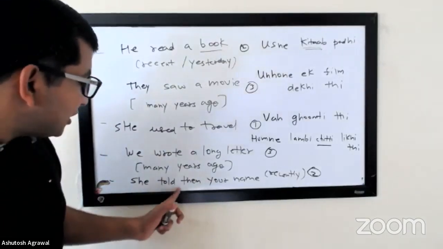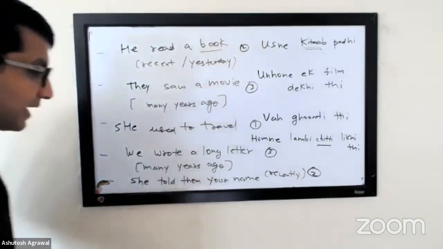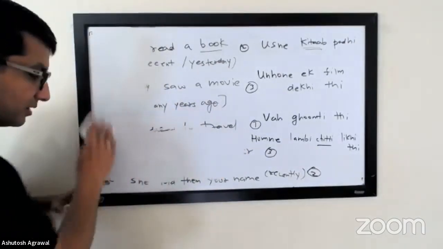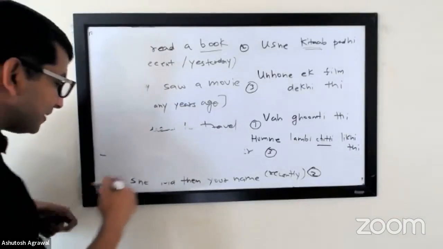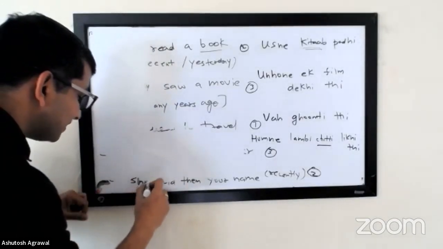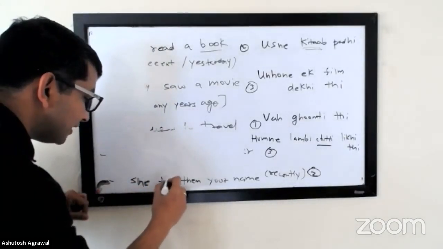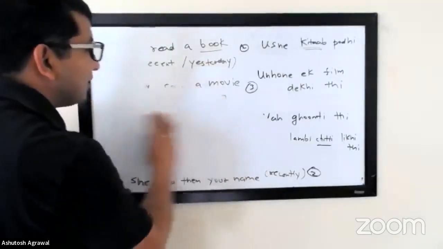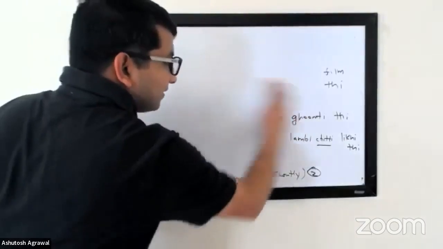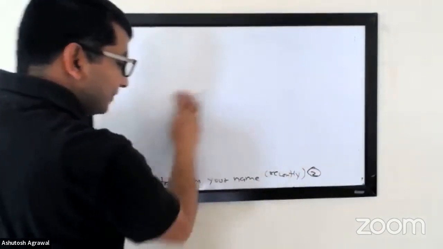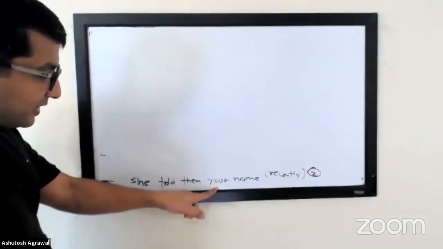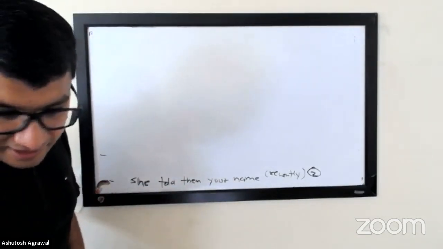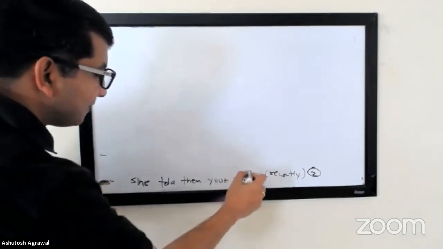Last one: she told them your name. I think all of you should try it and write it in the chat. It's a little bit of a tongue twister as well. If it is hard, try to break it down. I think the first part should be easy for beginners. What is your name? Let's say, how will you say your name?